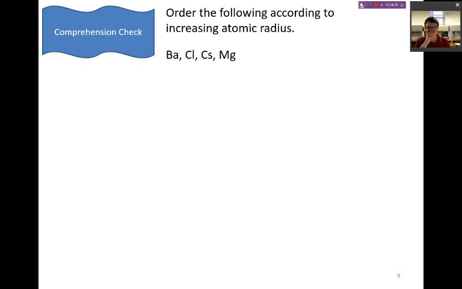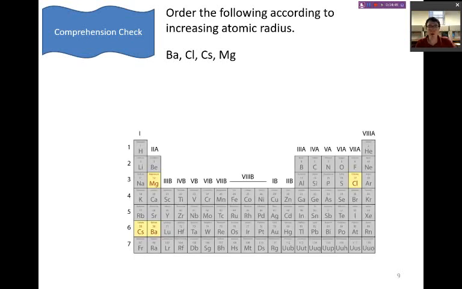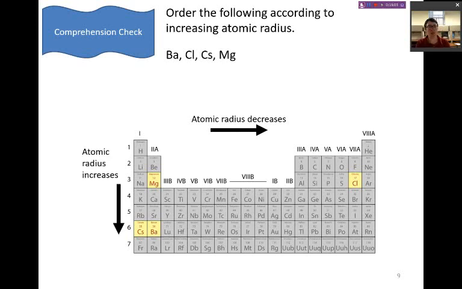All right, let's try a practice problem. Order the following according to increasing atomic radius. How would we do this? Well, we want to look at their locations on the periodic table. Based on their locations, we can predict their relative sizes. We know that the atomic radius decreases as we go from left to right, and it increases as we go from top to bottom.